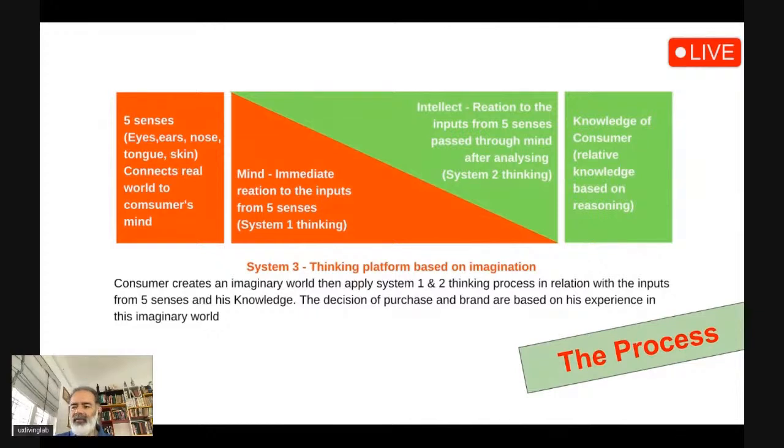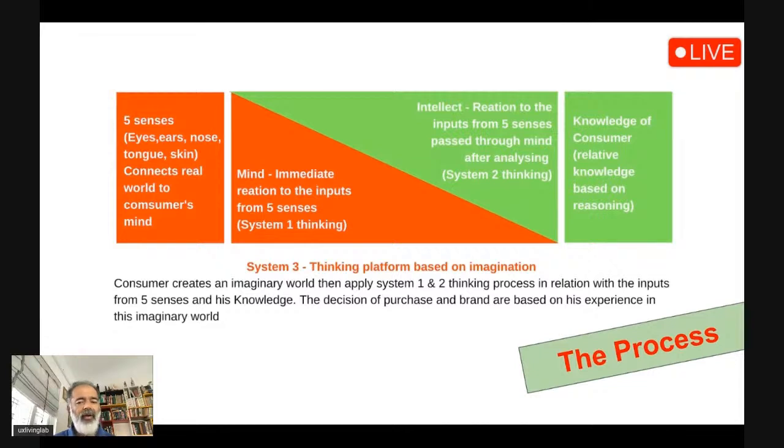Actually, what is happening in a consumer's mind? Here, we are showing a scientific model based on the human thinking process. The human, or the consumer's mind, gets information and is connected to the world only through these five senses: eyes, ears, nose, tongue, and skin. There is no other channel to get information from the surroundings, right?